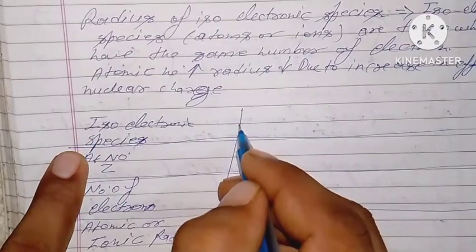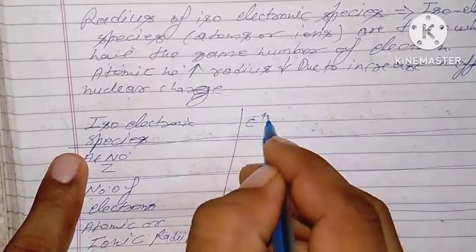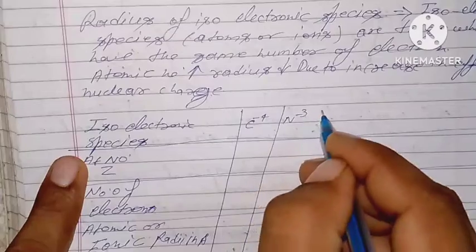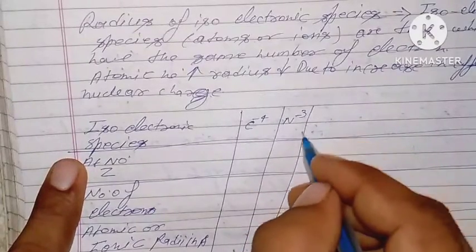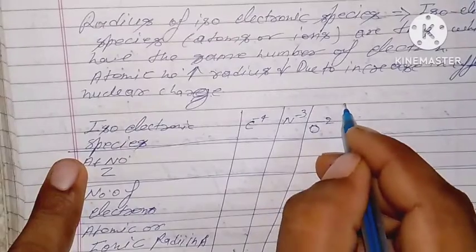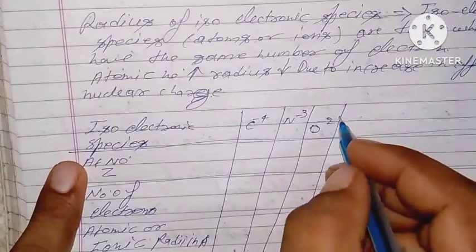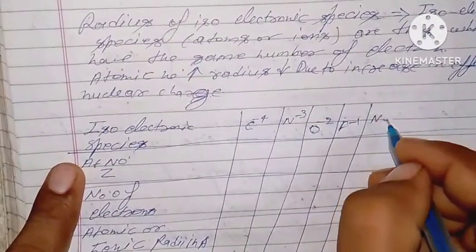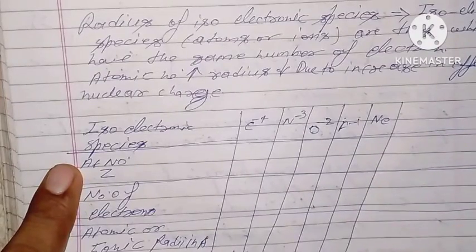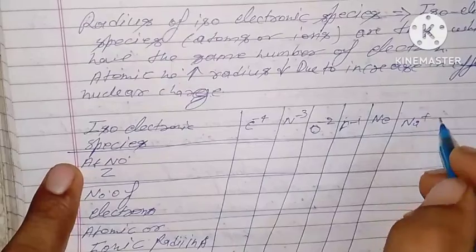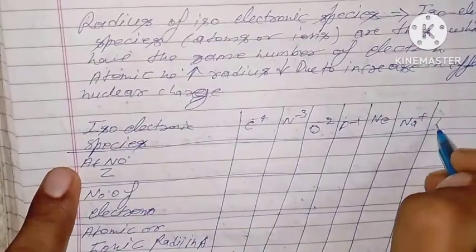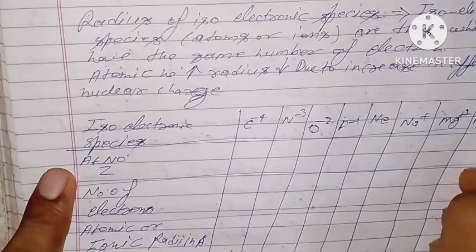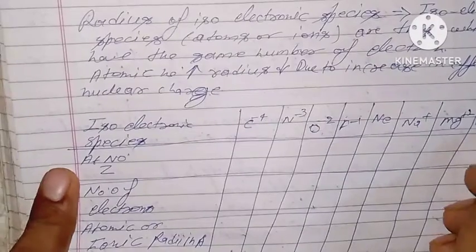The isoelectronic species are C-4, N-3, oxygen -2, fluorine minus, neon, sodium plus, magnesium +2, aluminum +3 and so on.